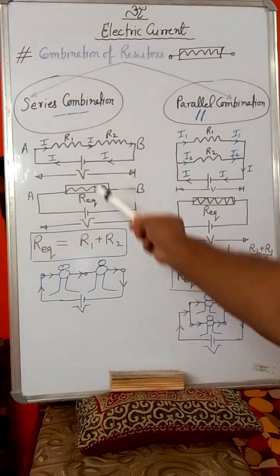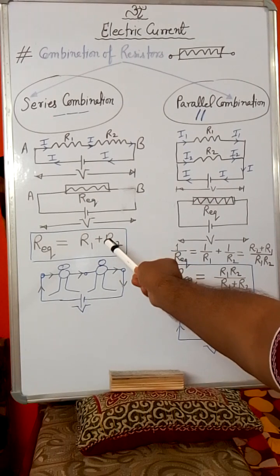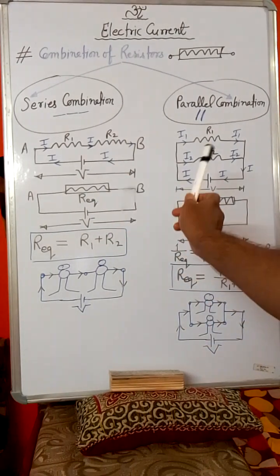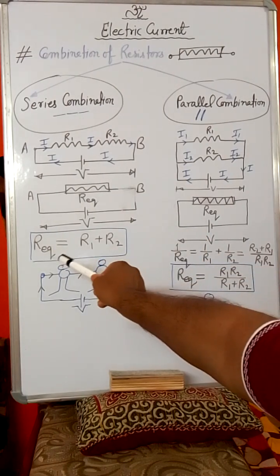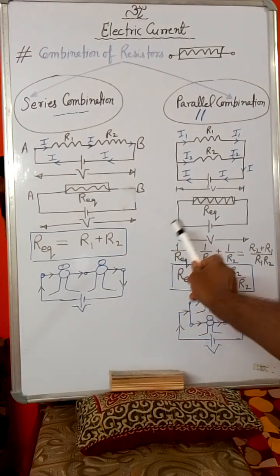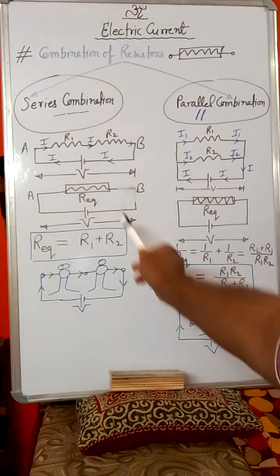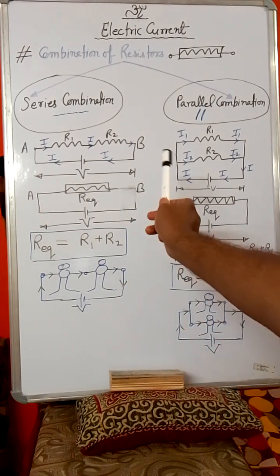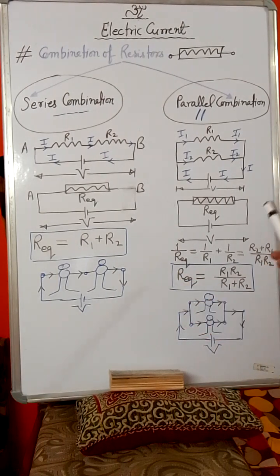Right? Similarly, let's suppose there are more than 2 resistors here. So the equivalence resistance of all the resistors in series combination will be found as R equivalence is equal to R1 plus R2 plus R3 plus dot dot dot and so on. Right? This equivalence resistance of series combination is the simplest one. Whereas in parallel combination it is 1 upon R equivalent is equal to 1 upon R1 plus 1 upon R2 plus 1 upon R3 plus dot dot dot.